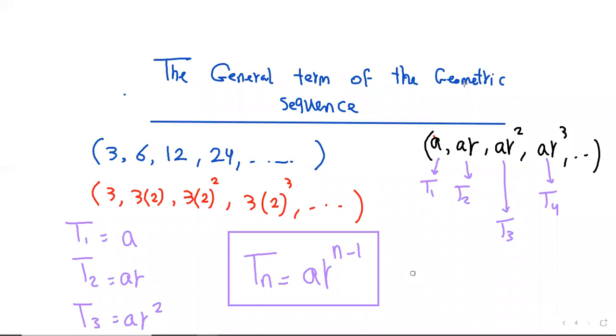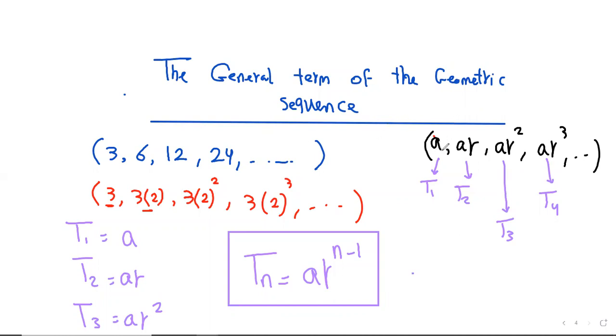The general term of the geometric sequence. Let's study this sequence here: 3, then 6, then 12, then 24. Each time you multiply by 2 to get the next term. So here the first term is 3, and the second term is 3 times 2, which is 6, and the third term, 12, came from 3 times 2 to the power of 2, and the fourth term is 3 multiplied by 2 raised to the power of 3. 2 raised to the power of 3 is 8, multiplied by 3 is 24.